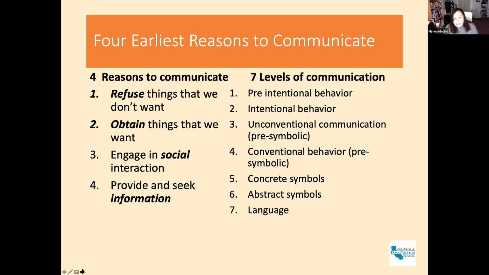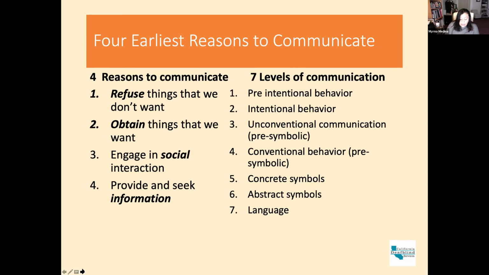So I already went on and set up the 4 reasons to communicate. It's to refuse, to obtain, to engage in social interaction, or to provide and seek information. And the 7 levels of communication are the pre-intentional behavior. It's the behavior that is not in our control. They just let you know what state they're in, if they're hungry, or not feeling well, or in discomfort or comfort. So this is pre-intentional. They really don't know what is going on. They just tell you how they feel.